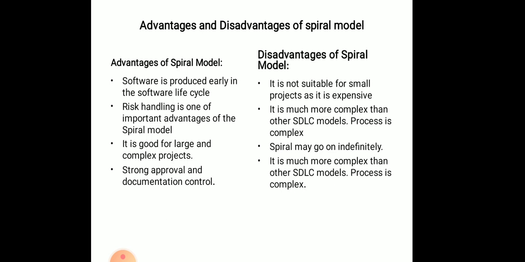Next, advantages and disadvantages of the spiral model. First, advantages of the spiral model. Software is produced early in the software life cycle, and risk handling is one of the important advantages of the spiral model. It is good for large and complex projects. Remember that. Strong approval and documentation control.